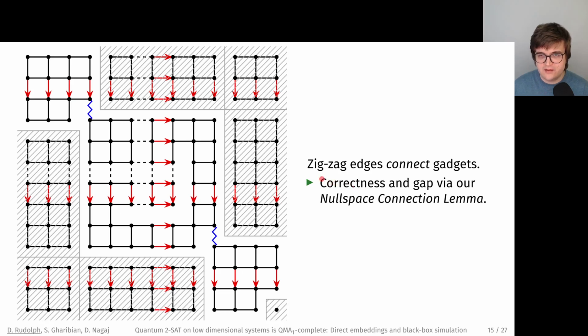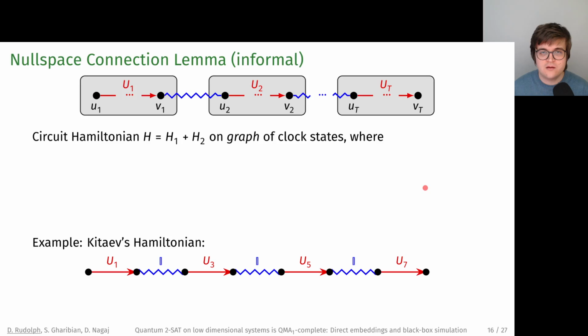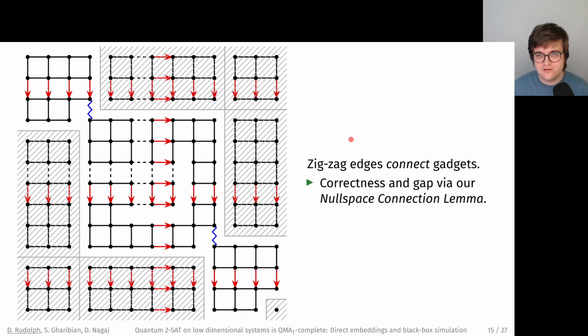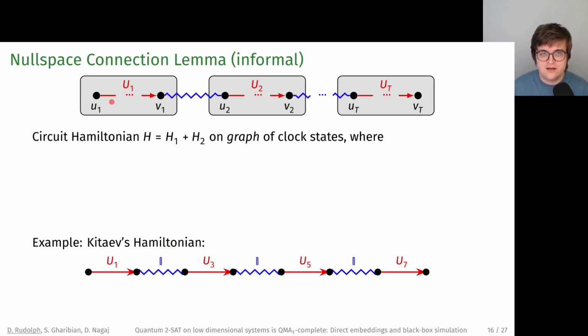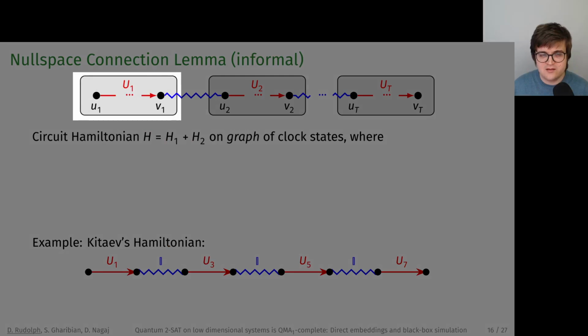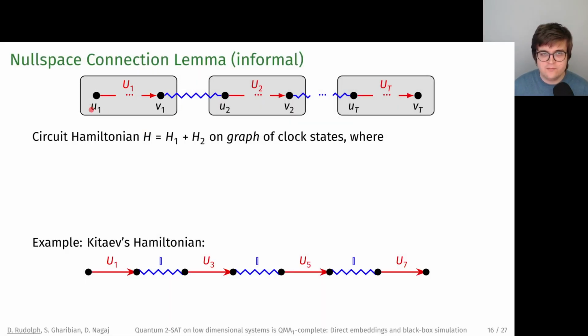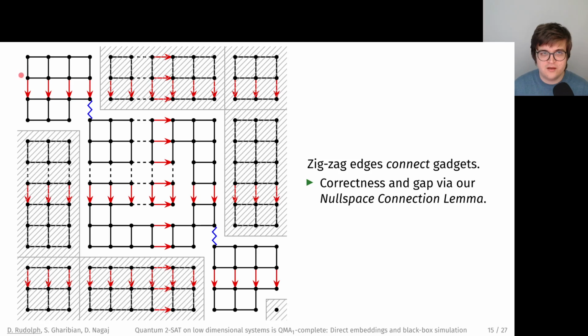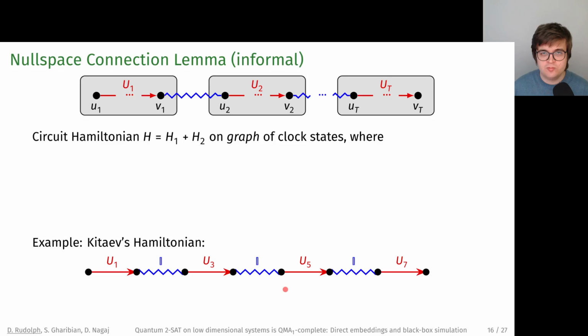And so what we can now use is the null space connection lemma, which I show on the next slide. And this one will give us correctness and also the spectral gap. The idea is that we have some circuit Hamiltonian on a graph of clock states. So we have our graph here, and it consists of these little gadgets. Each box is a gadget with an input node and output node. So here we have input, output, input, output, input, output. And the gadgets are connected with these zigzags.